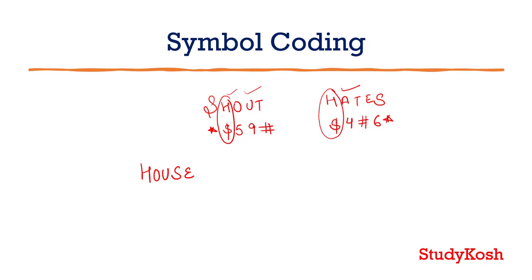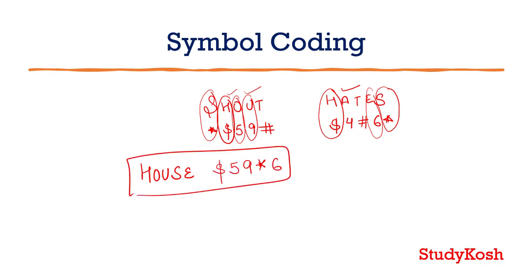Here you can see H is coded as this, here as well as in this word. Let's check out the next, and we want O. O is written as 5, but O is not here. Then we want U. U is written as 9. Then we want S. S is written as star, and S is also here, written as star. And we want E. E is written as 6. So we can use these codes for the word house. So this type of coding is based on symbols.